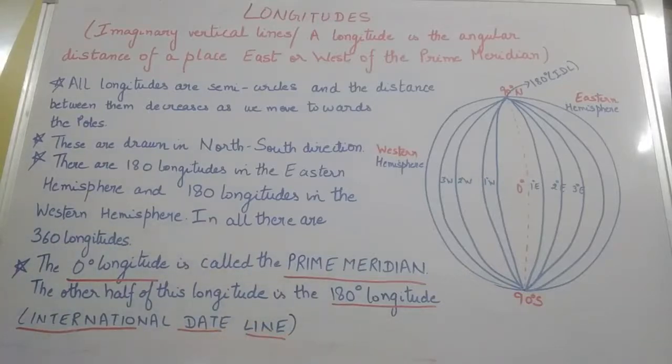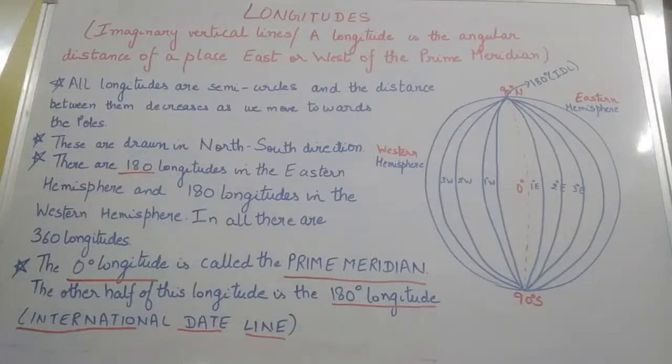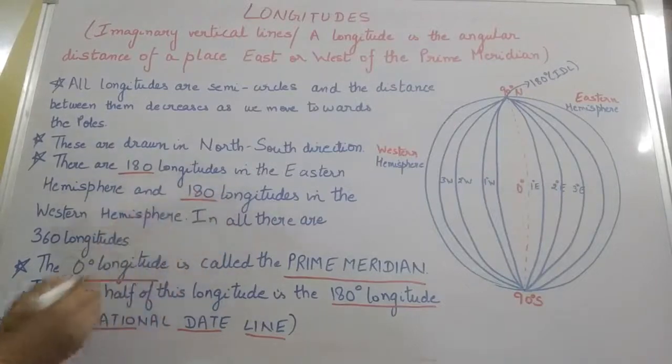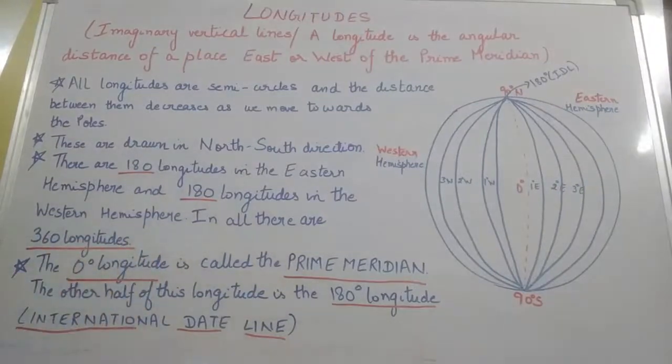You can also be asked questions like how many longitudes are there in the eastern hemisphere? The answer is 180. How many longitudes are there in the western hemisphere? Again the answer is 180. How many longitudes are there in all? There are 360 longitudes in all.